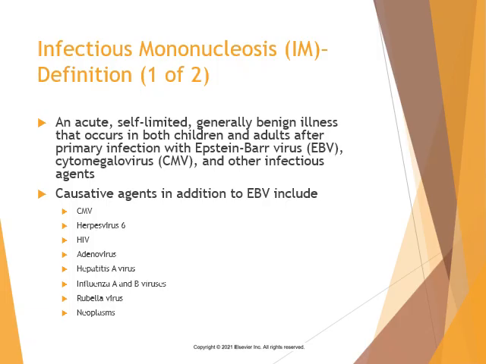Next up is infectious mononucleosis. This is an acute, self-limiting, generally benign disease, typically seen in children and adults after infection with your Epstein-Barr virus, cytomegalovirus, and other infectious agents. In addition to the Epstein-Barr, all of the agents listed below can be a causative agent for infectious mononucleosis.